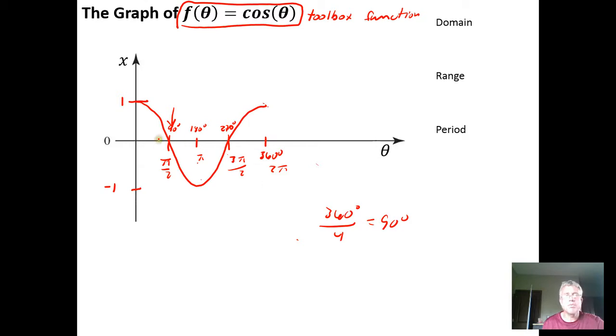So that's the easiest way to draw the cosine function. First draw the shape, then put the tick marks in, so that you're not trying to bend the graph to fit tick marks that you've already put there.